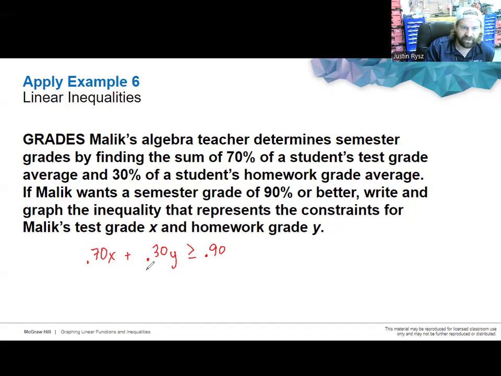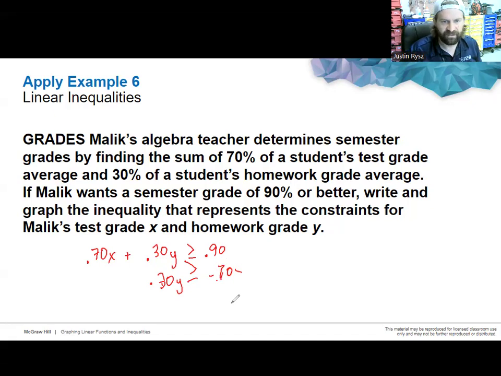Okay, so if we had to get the y by itself, we would subtract the x over. 0.30y is greater than or equal to 0.70x. You know what I'm going to do? I'm going to turn my pen off, and then I'm going to show you guys a trick though.